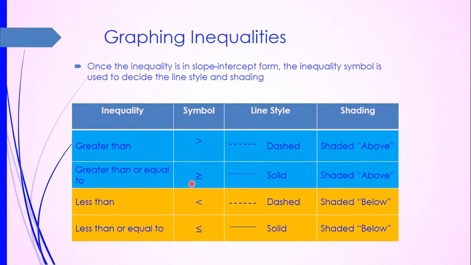And an easy way to remember this is greater than, both of these symbols, whether it's greater than or equal to, shading above. Greater is above, it's more. Less than or equal to, shading is below. Less than means less, means below. And then if you have the line underneath the inequality, if you have the or equal, that's when you get the solid line. Otherwise, you get the dashed line.